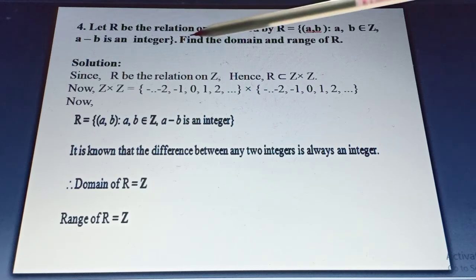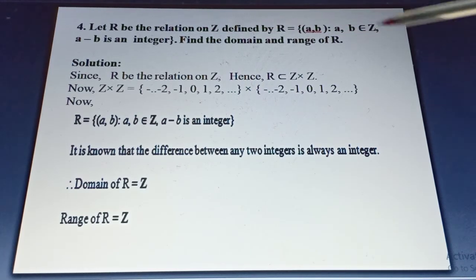Here is one more question. Let R be the relation on Z defined by (a, b) such that a, b belong to Z, and its definition is a minus b is an integer. Find its domain and range.